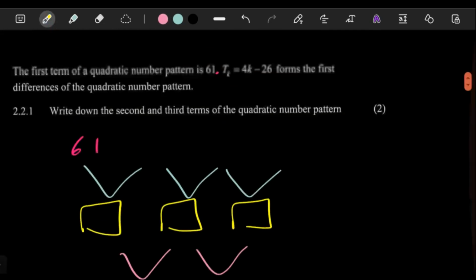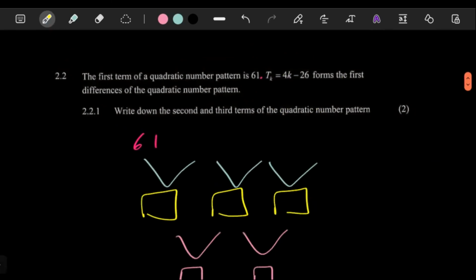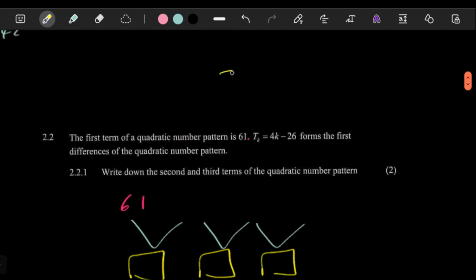So if it has a formula, it just means that what is in position 1, right? This is like 4 times 1, and then minus 26.